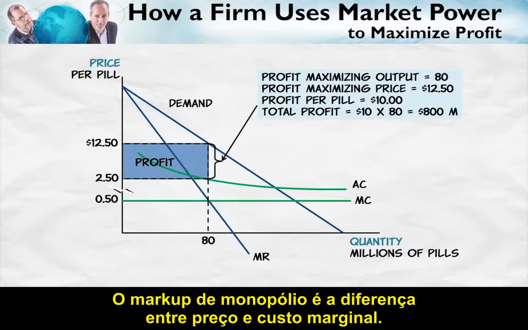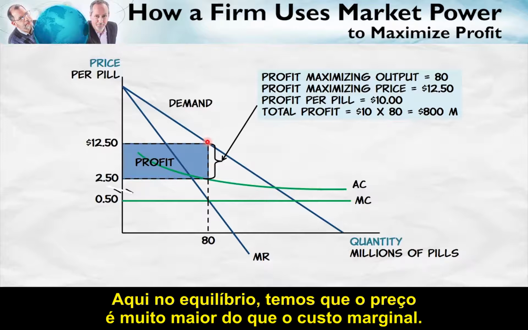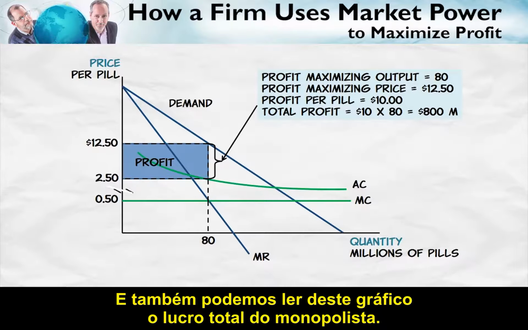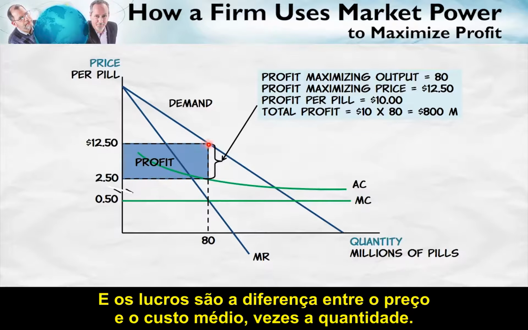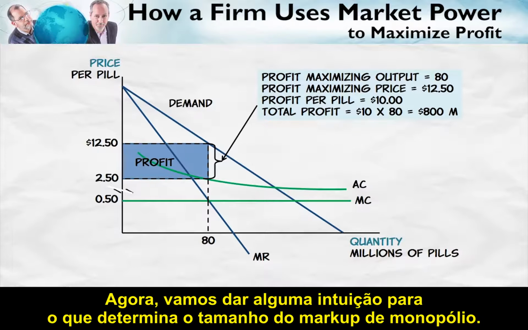The monopoly markup is the difference between price and marginal cost. We know that in a competitive market, price would be equal to marginal cost. Here in equilibrium, price is much greater than marginal cost. That's a monopoly markup. And we can also read off this diagram total profits for the monopolist, which are above normal profits. Profits are the difference between price and average cost times the quantity, which is this shaded area. Okay, that's a review. Now let's give some intuition for what determines the size of the monopoly markup.